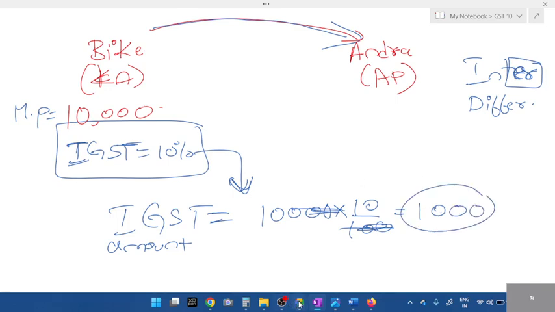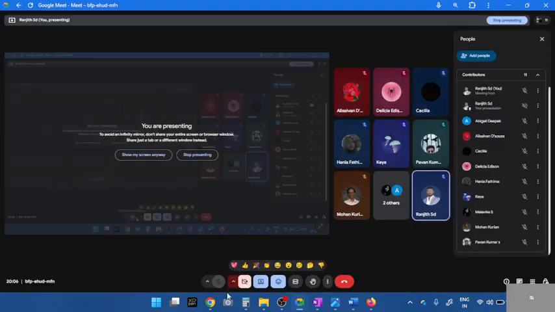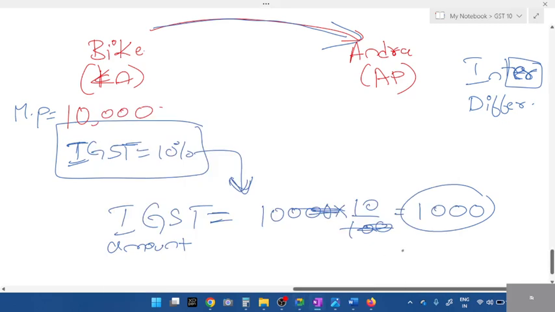Okay, it is 1,000, students. So you can write IGST is equal to GST. That is equal to 1,000. It's the same.